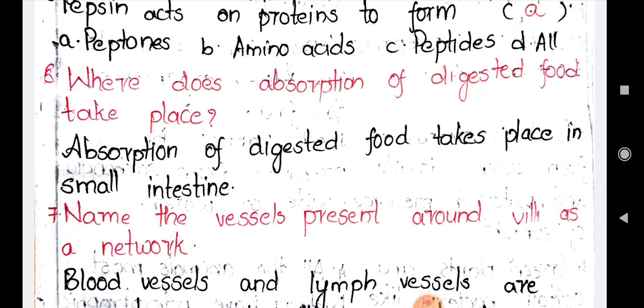Where does the absorption of the digested food take place? I already said that the absorption of the digested food takes place in the small intestine. Where does it take place? It takes place in the small intestine. First step is ingestion.